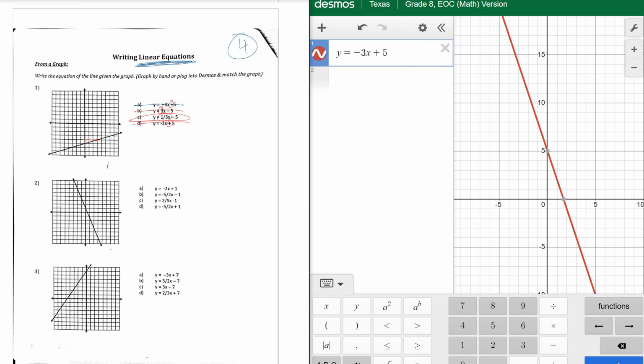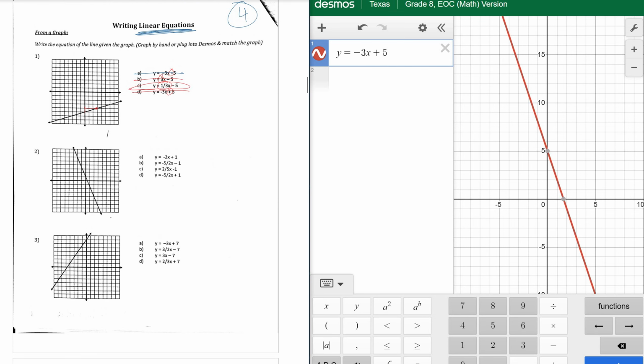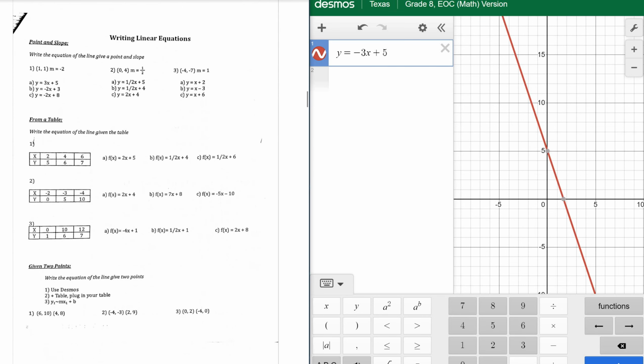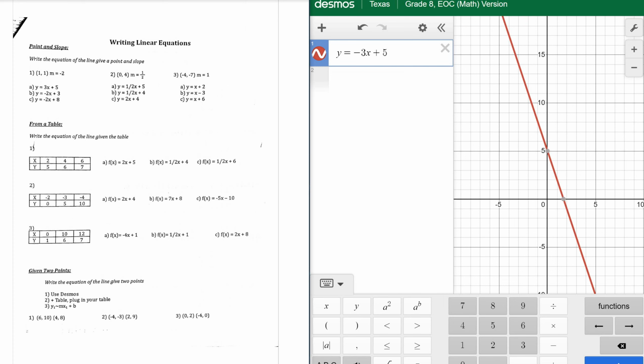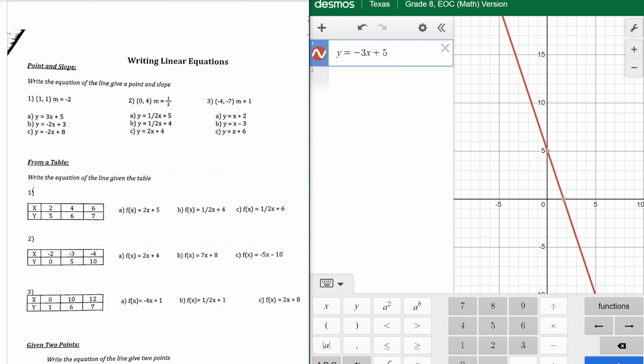All right, so you're going to do the rest of that page in a moment. You're welcome to pause it and do it right now if you'd like. All right, on page 5, which it's also not numbered as you can tell, just turn the page.